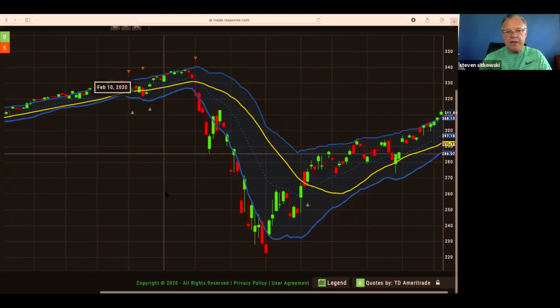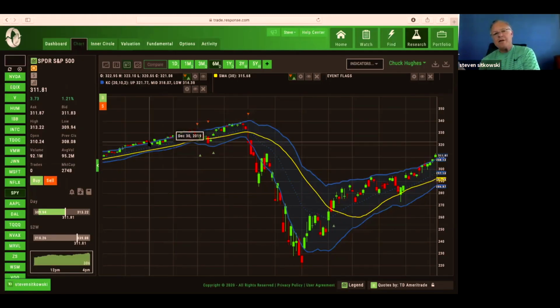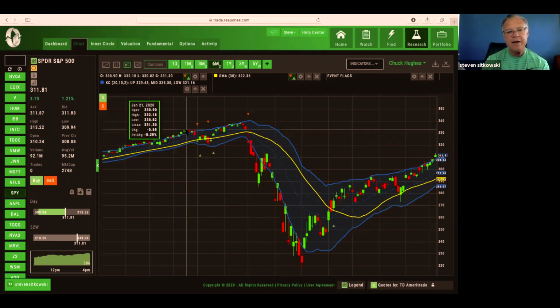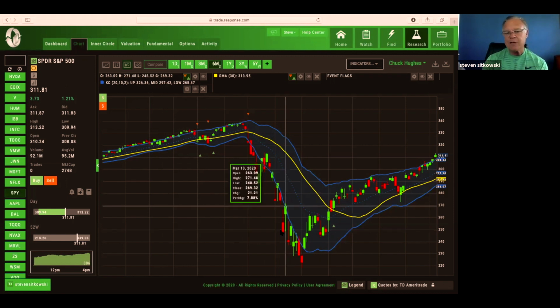So the notion is, if it goes outside the band, we're going to expect it to come back inside the band. So notice it went outside the band here, and then it went back inside. It dropped. Barely went outside. Then you had a big drop. Now, it stayed outside for a long time.